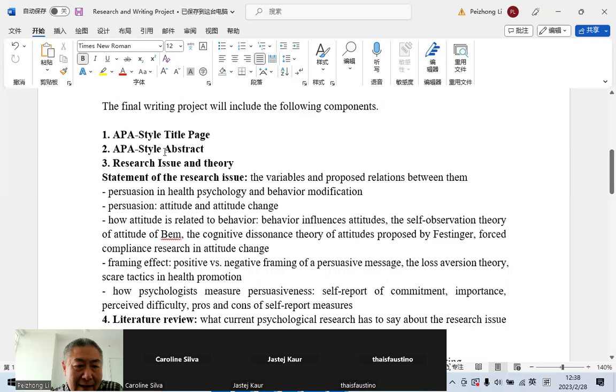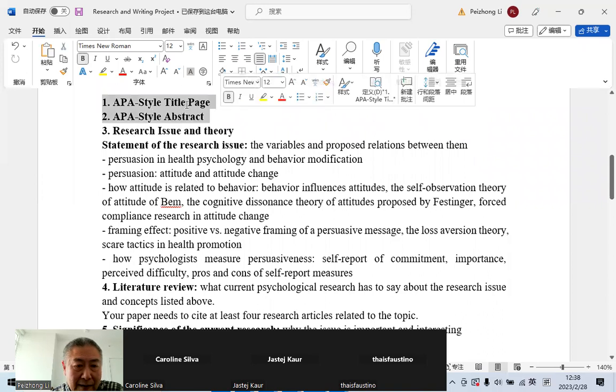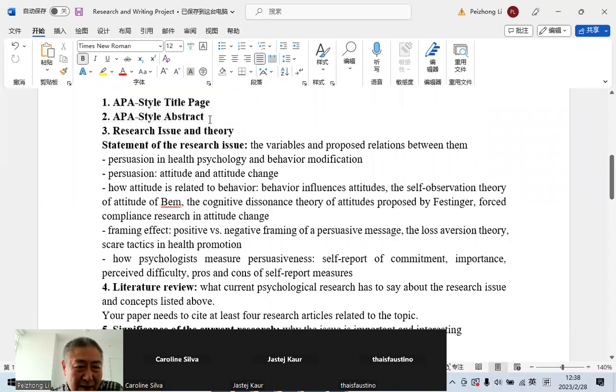And then you will have an APA style abstract, and then you have your main body. So the first part is the title page, of course, then the abstract, and following the abstract, the main body of the paper. The main body will be the bulk of the paper. You explain the details of your research, and this is the longest part.